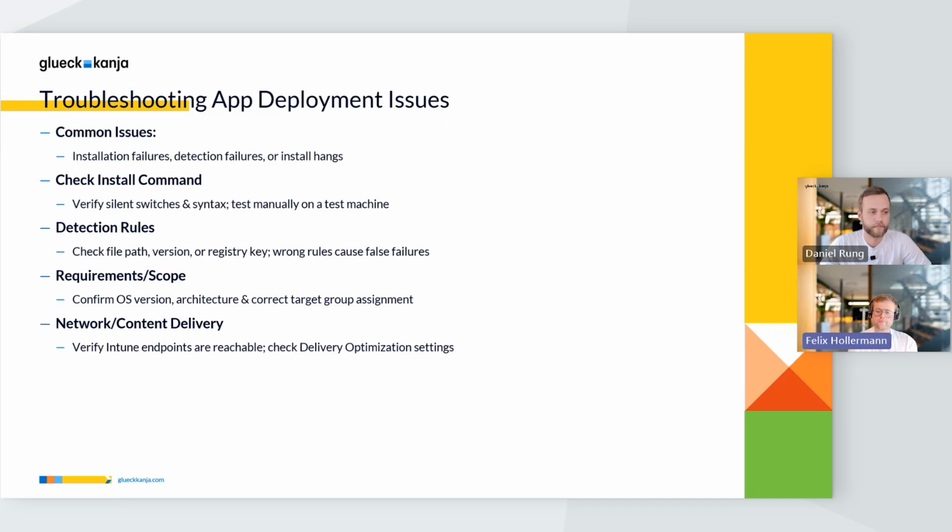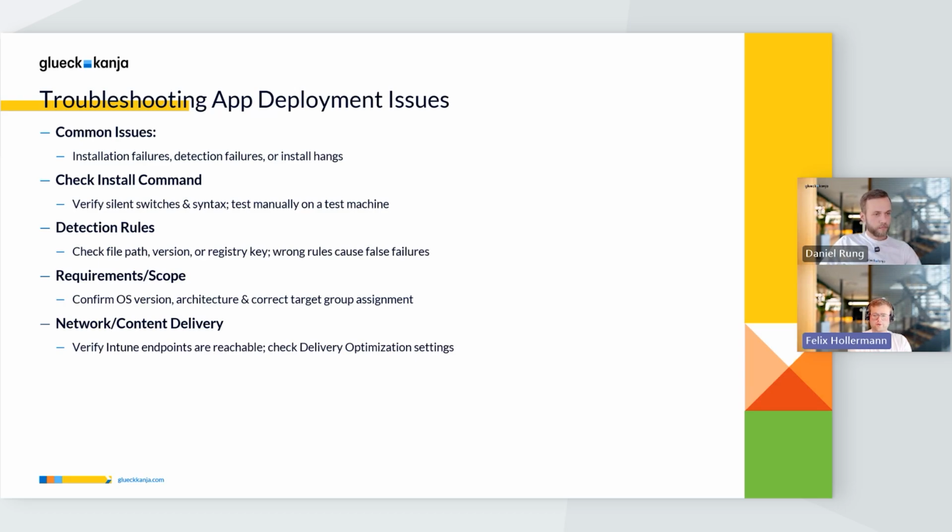Common issues: installation failures, like the app has not been installed; detection failures, like the app is installed but Intune reported failed; or install hang processes, so the client is stuck. You must identify the type by checking the Intune status, like error codes and so on. You have to check the install commands. Everything has to be correct and work silently.